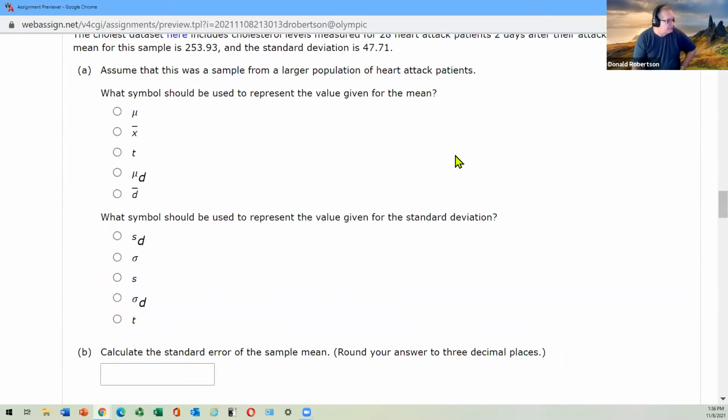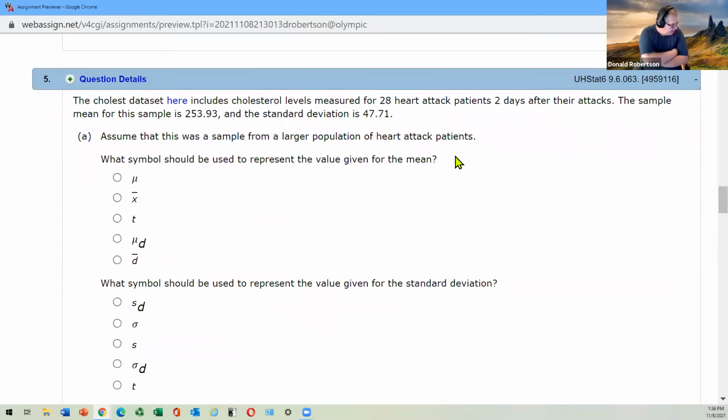Okay, here's some symbols for us. Here is some cholesterol levels in 28 heart attack patients. So I guess they looked at 28 heart attack patients and they got their average cholesterol level. And then they probably found 100 or so healthy people and they got their cholesterol levels. And maybe they might find that there's a difference. And if there was a difference, maybe that cholesterol level is a risk factor in heart disease, right? That's how they come up with these things, right?